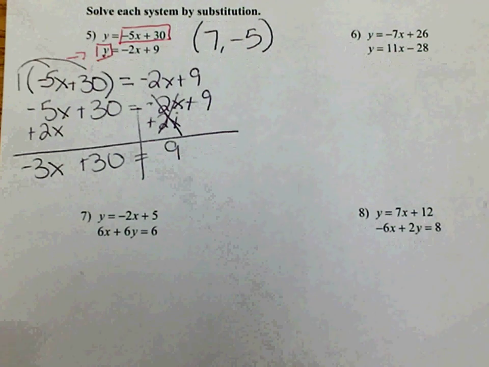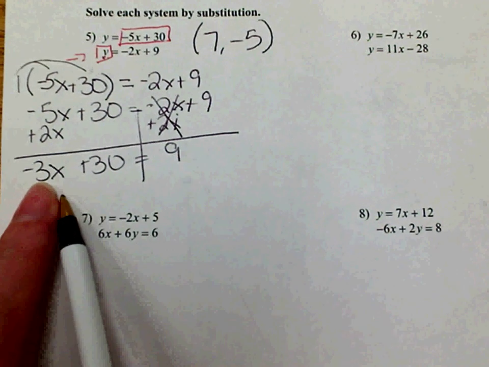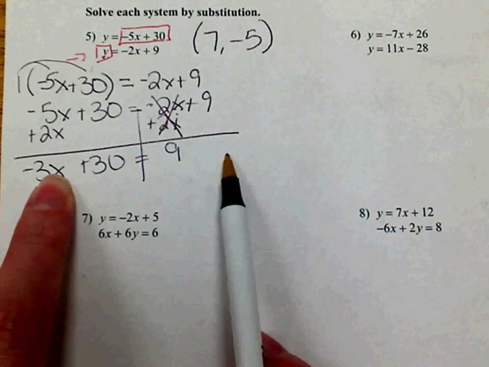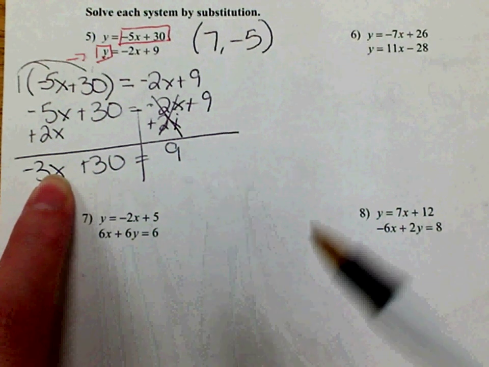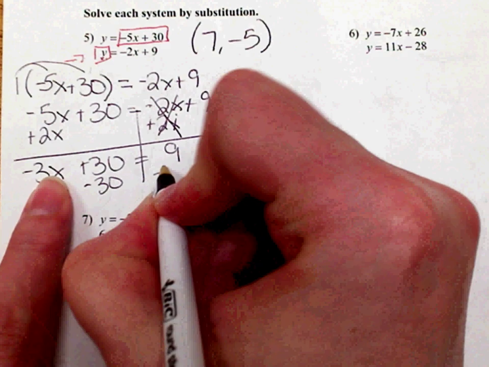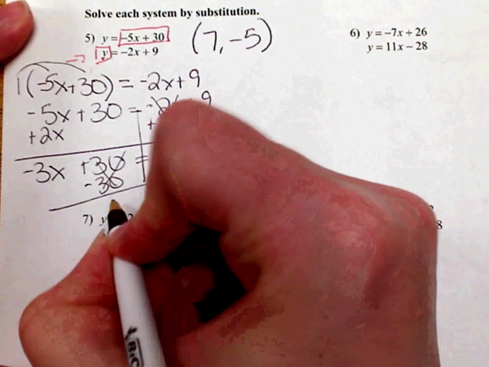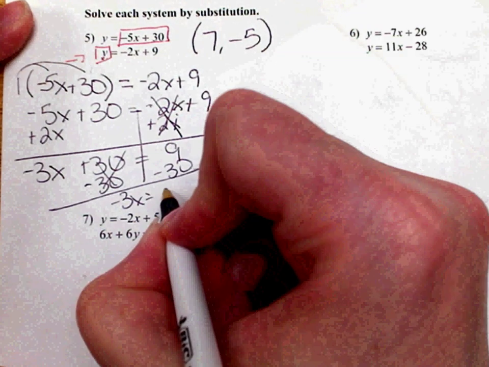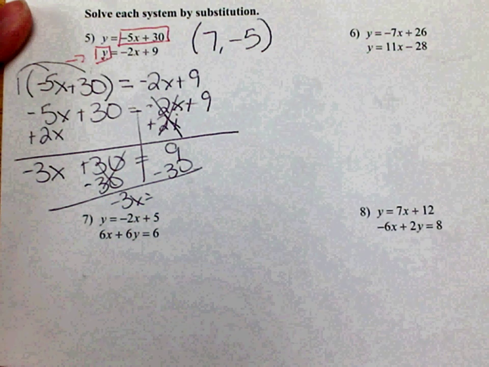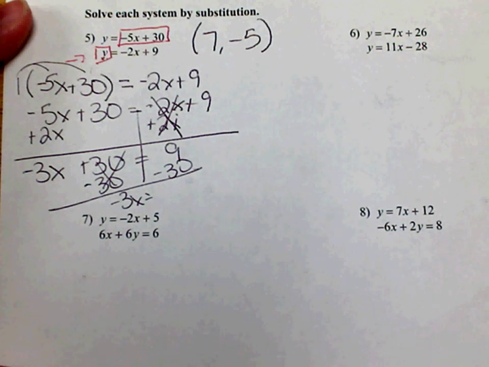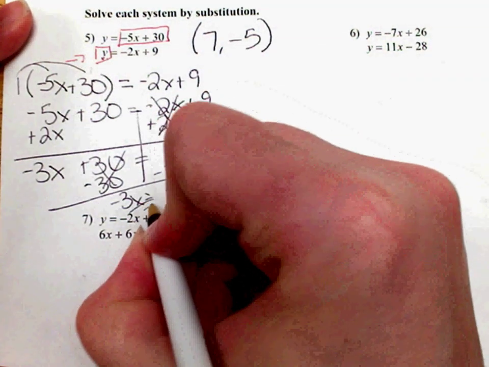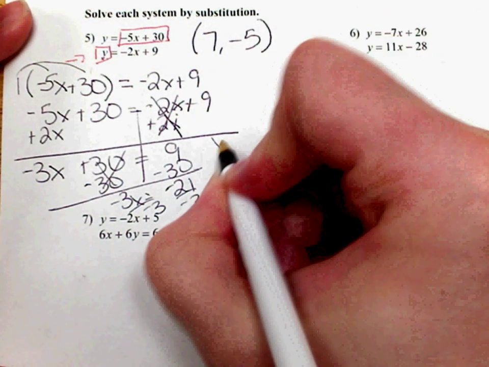So now my x's are over here. So that means I want my constants over here, which means I have to move the 30 over here. So minus 30 over here. Let's see, right. 21. So we get x equals 7.